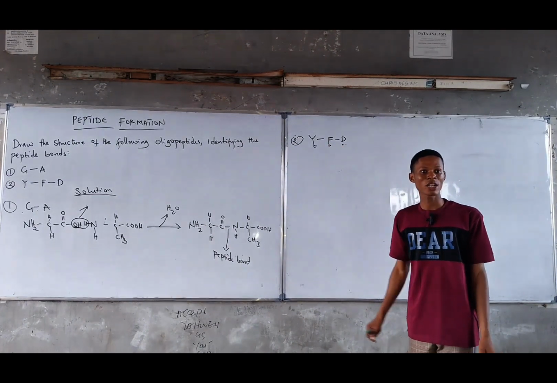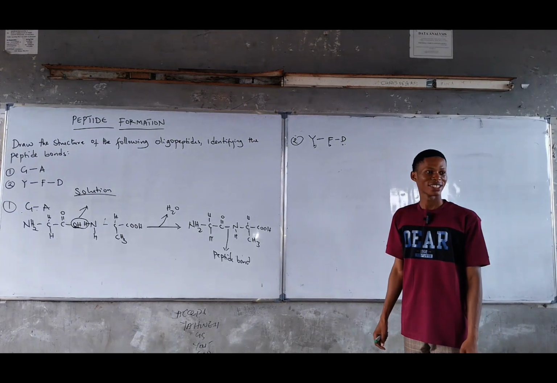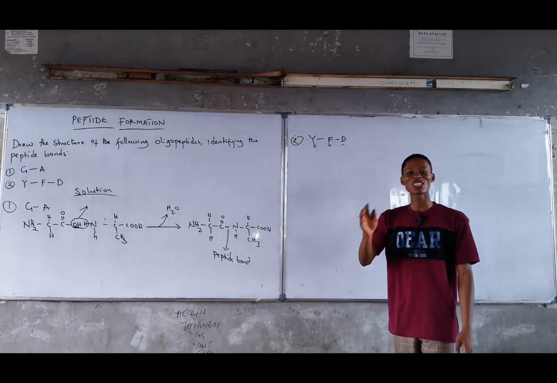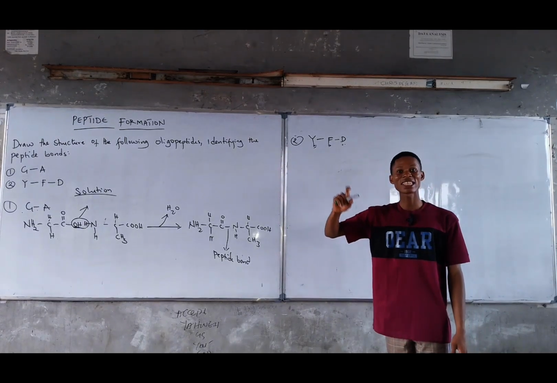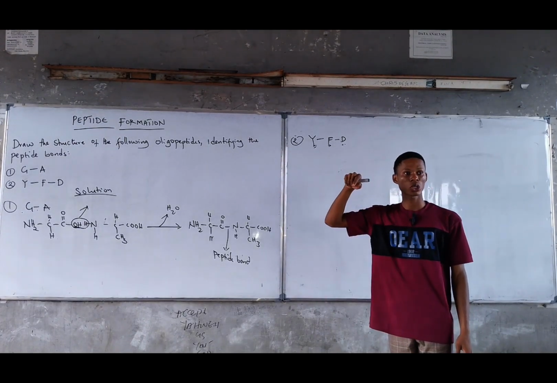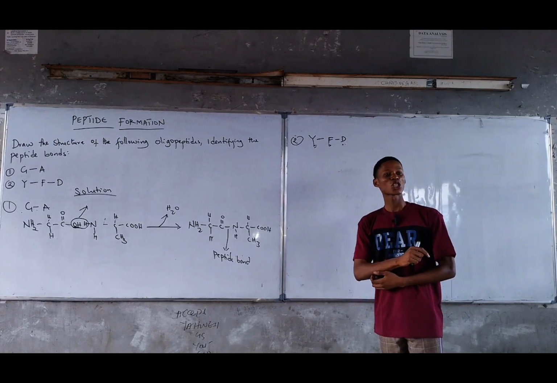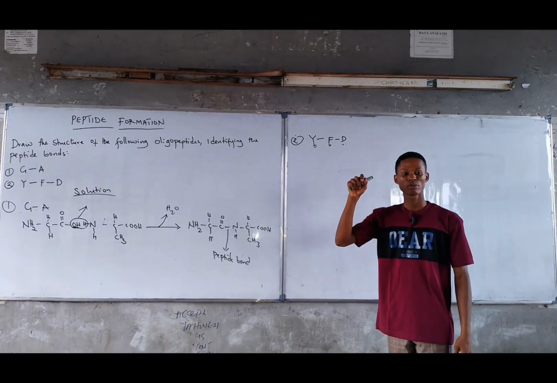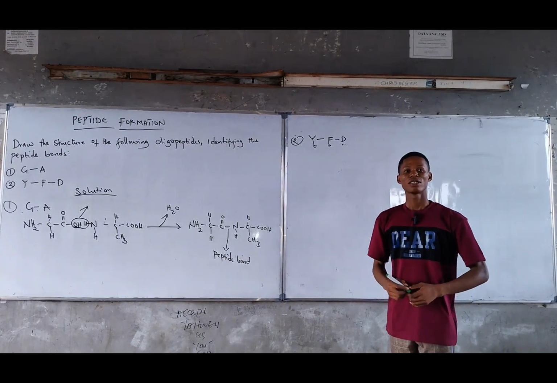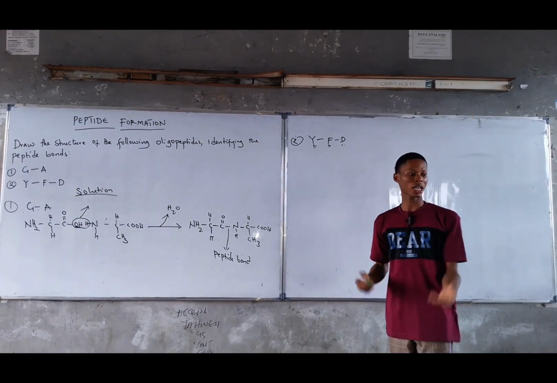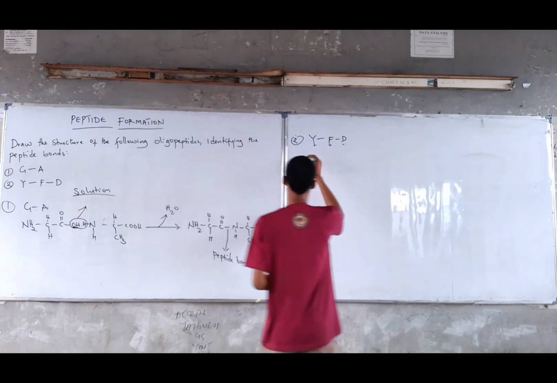K is what? If K was there, K is what? K is lysine. Q is what? Glutamine. Please, it's in the textbook there. It's written in the textbook. I gave a table. Alright, so now tyrosine. Let's draw the first one.